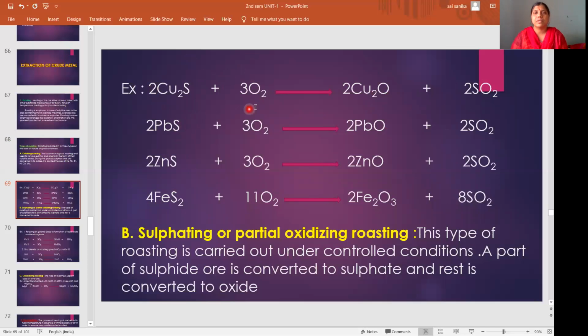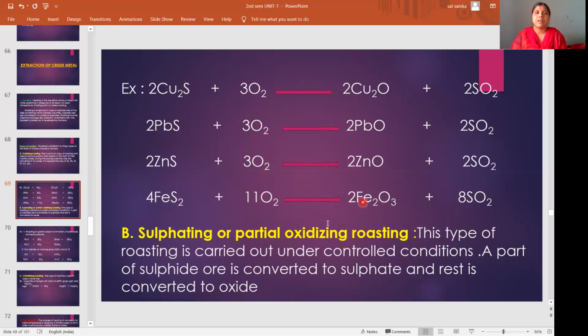Cu2S plus O2 gives rise to Cu2O plus SO2. So your balanced equations are given. PbS plus O2 gives rise to PbO plus SO2. ZnS plus O2 gives rise to ZnO plus SO2. FeS2 plus O2 gives rise to Fe2O3 plus SO2. It means all sulfide ores are converting into oxide ores, and the sulfur will be removed in the form of sulfur dioxide. If any arsenic is also present, it will also be removed in the form of volatile oxides. This is about oxidizing roasting.